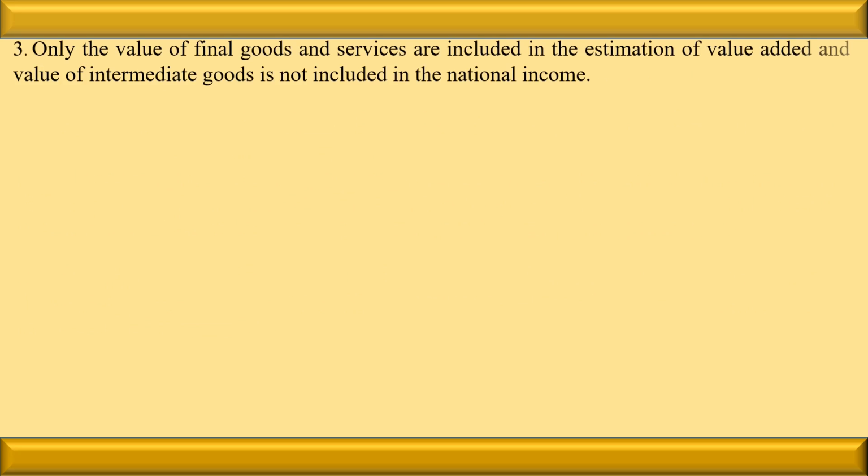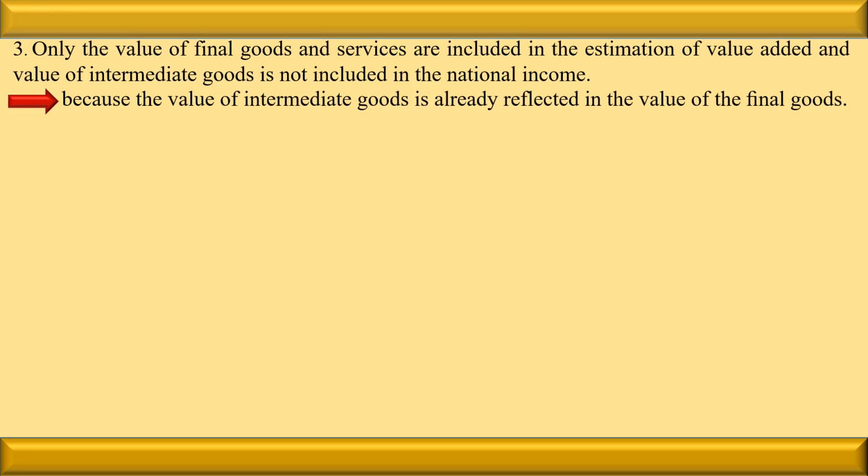The next precaution is that only the value of final goods and services is included in the estimation of value added, and the value of intermediate goods is not included. Why? Because the value of the intermediate good is already reflected in the value of the final goods. That is the main reason we only consider value added. We never consider value of the output.